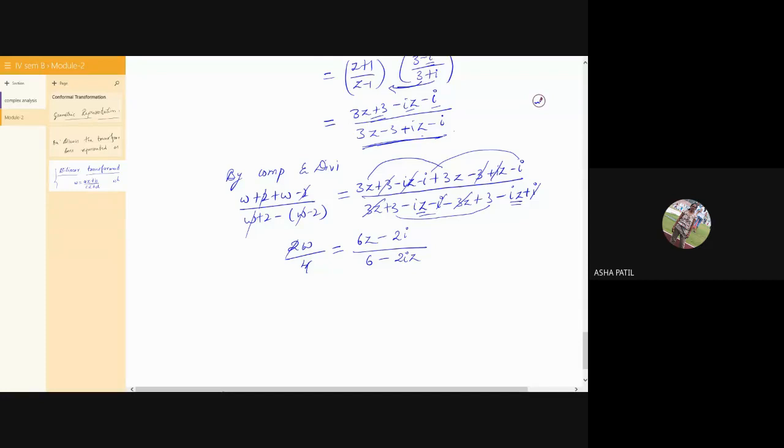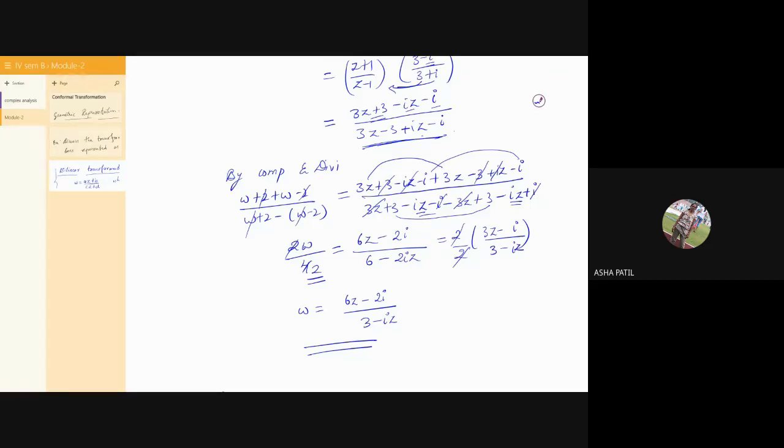So 2w divided by 4 means you have w over 2. Let us take it on the other side. w equals 1/2 times... the 2 cancels with this 2. If you take 2 outside, it is 3z minus i. Again, if you take 2 outside, it is 3 minus iz. The 2 cancels. Now if you take this 2 on the other side, you'll get w equal to (6z minus 2i) divided by (3 minus iz). Now this is your w, the bilinear transformation.